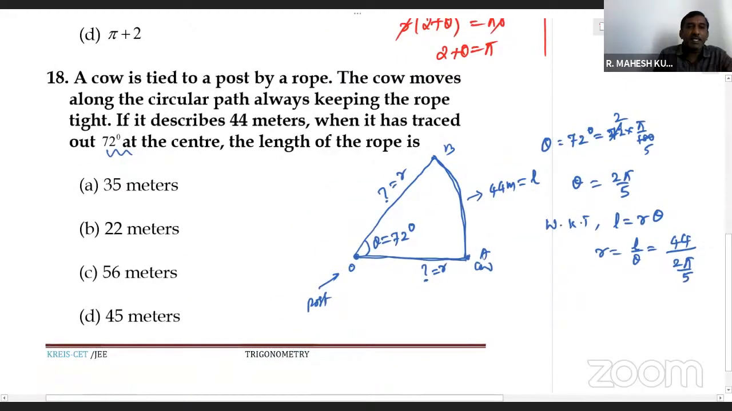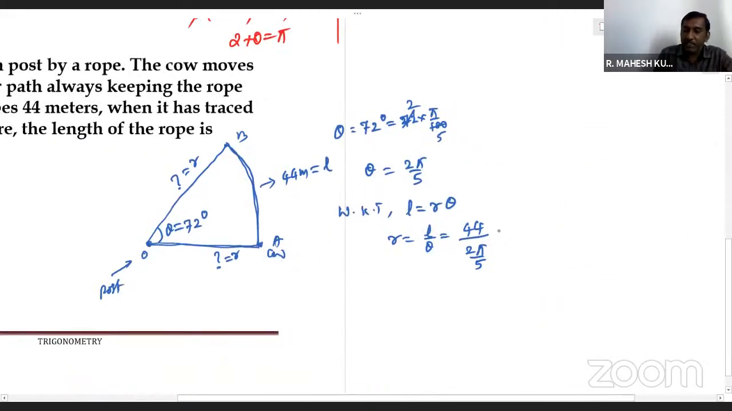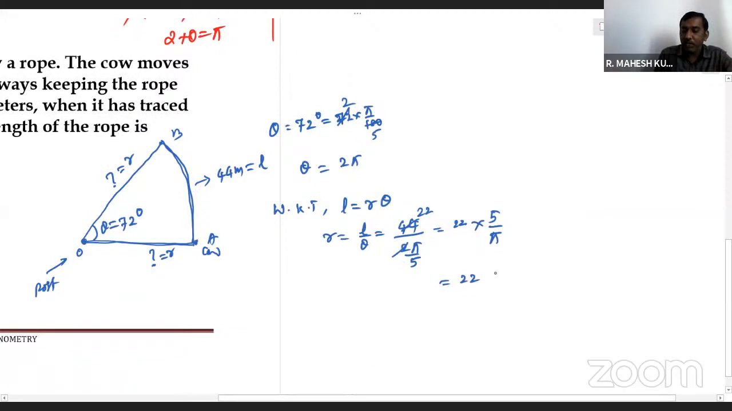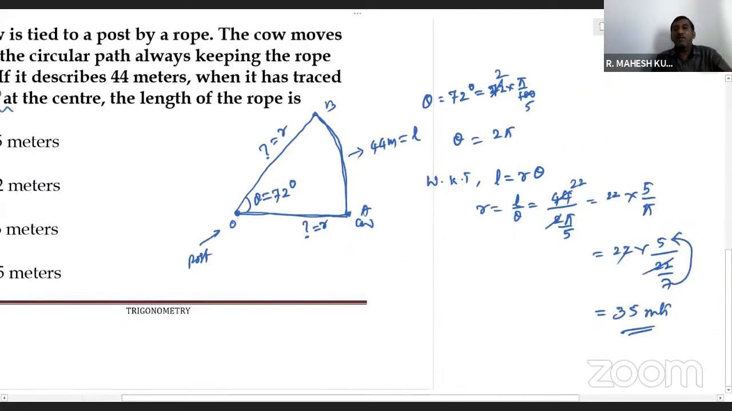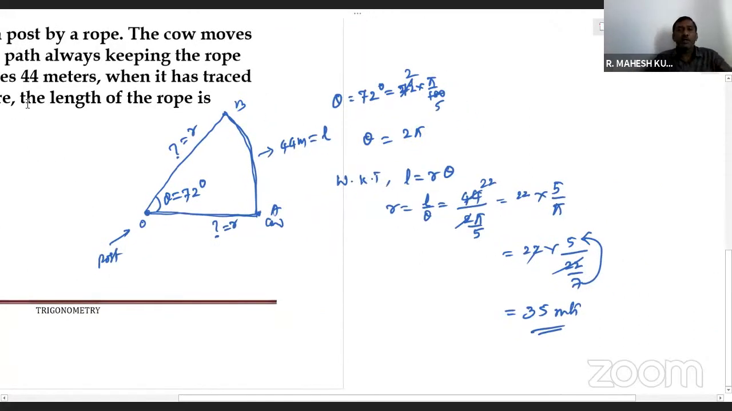So now let us put all these things in terms of numerals. Now if we simplify pi, 2 here, 22 times 22 into 5 goes to the numerator divided by 2 pi you get. It is 22 into 5. So pi can be written as 22 divided by 7. So this 22 and 22 cancel, 7 goes to the numerator. It is going to be 35 meters. So the length of the rope is going to be 35 meters. So the answer here is option A, right? I just made use of L is equal to R theta. That's all. So you are going to get the answer for this question.